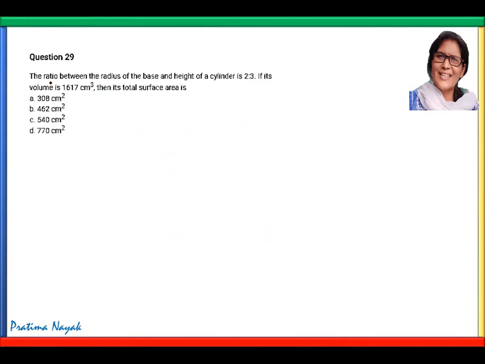Next question. The ratio between the radius of the base and height of a cylinder is 2 is to 3. That means this question is about one cylinder only. Here, the radius and the height are in ratio 2 is to 3. So what I'll take, we'll take radius as 2x and height as 3x. Both we can take x. The volume is given to us, and you have to find the total surface area. Options are 308, 462, 540, 770.